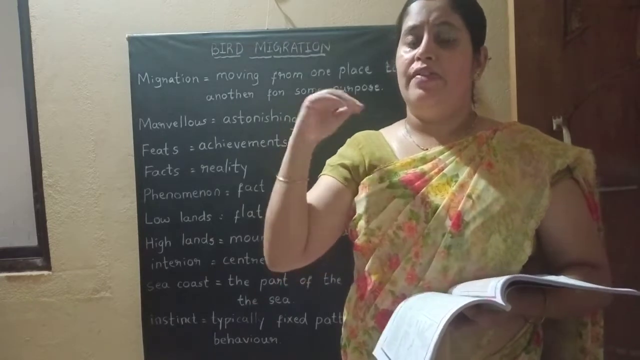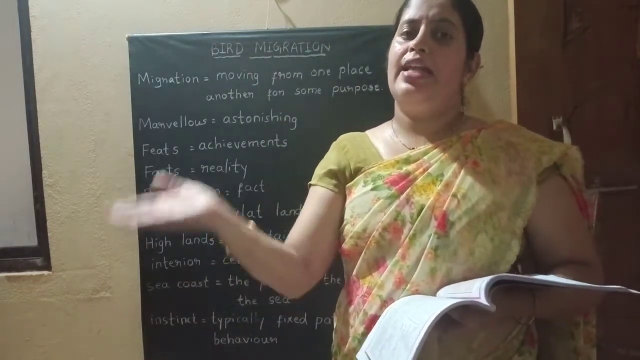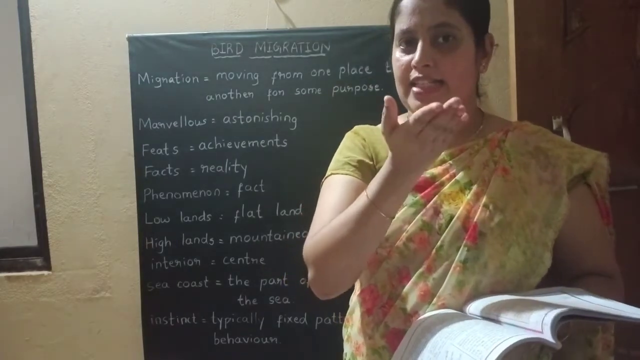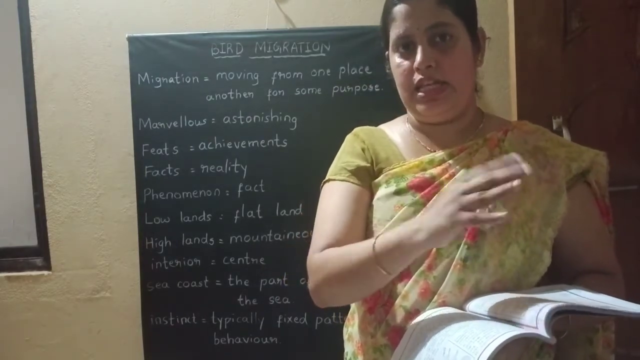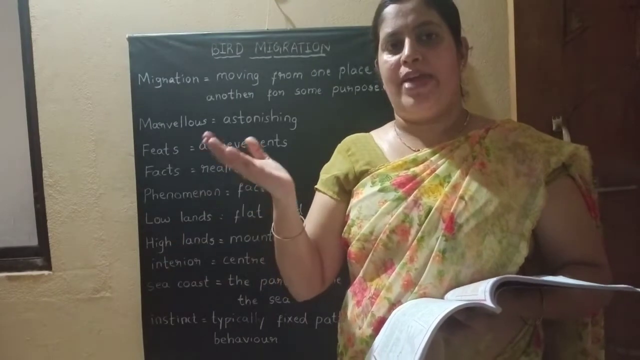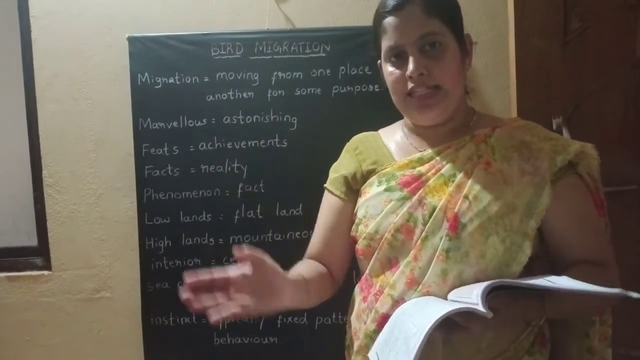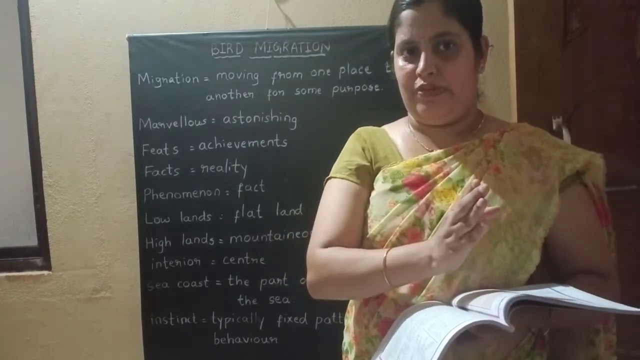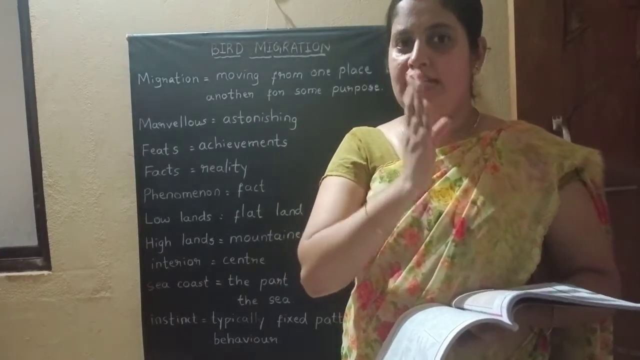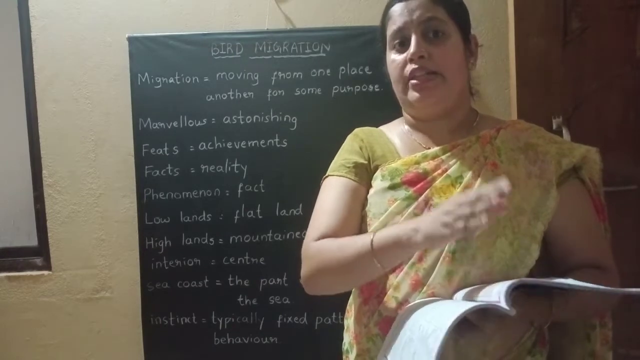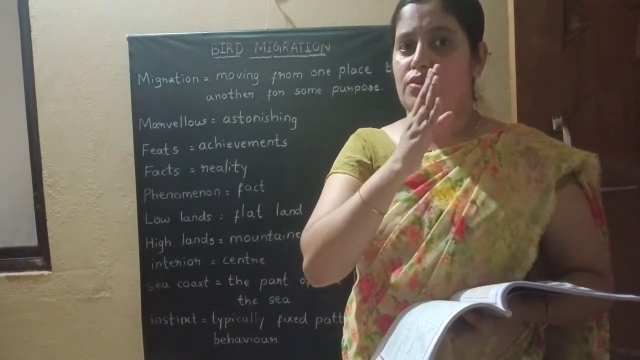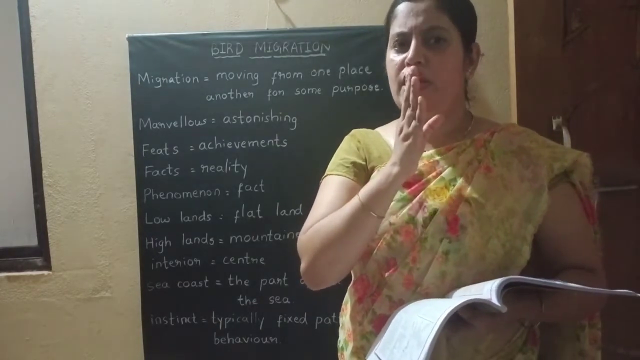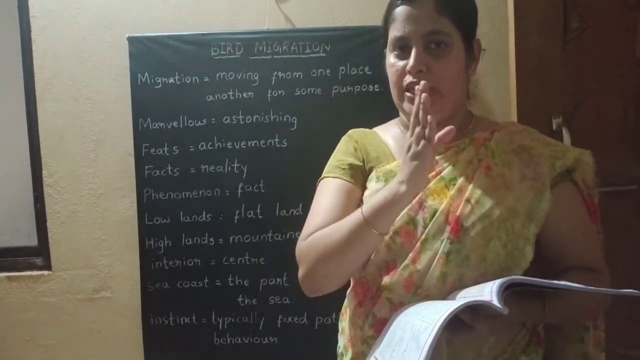So when the southern hemisphere is towards the sun, the southern hemisphere will have summer season and the northern hemisphere will have winter season. The birds which are in the northern hemisphere, when the winter season comes, the climate is not suitable for them to survive because it will be severe cold there.